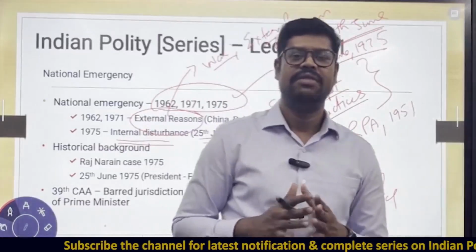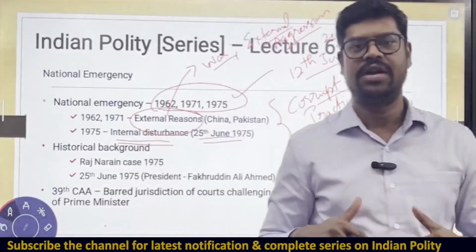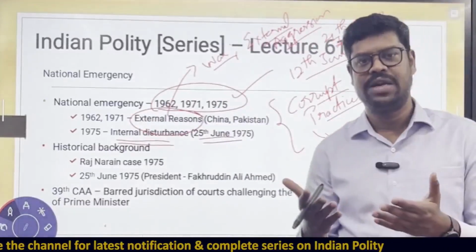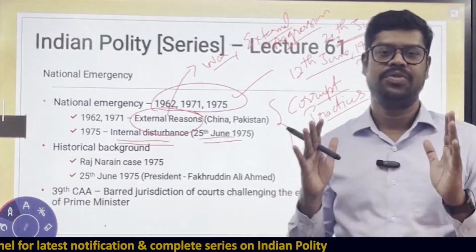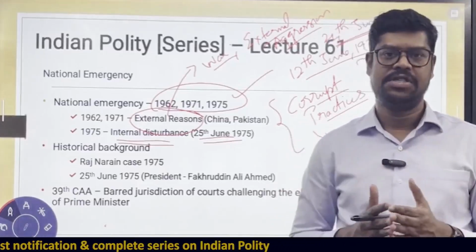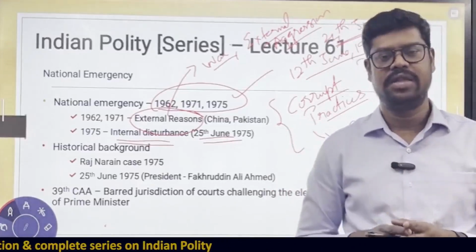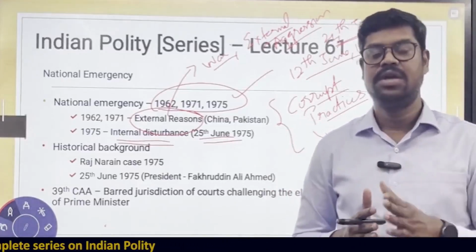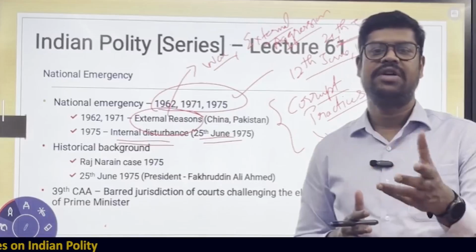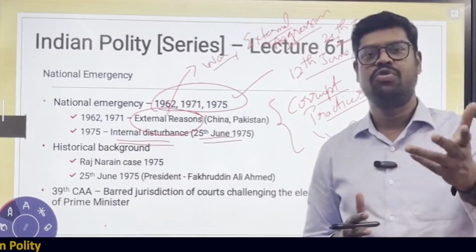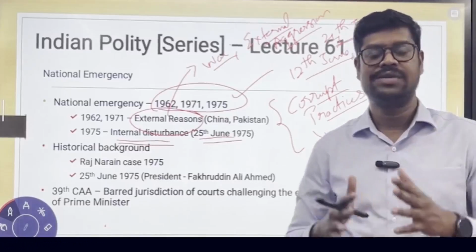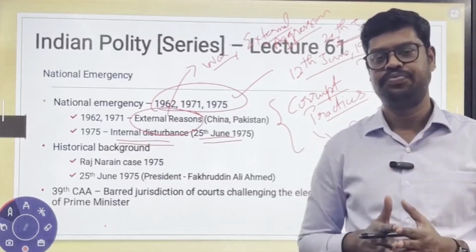That means, if the national emergency is declared in our country, then the enforcement of the fundamental rights can be suspended. And under which article can it be suspended? It can be suspended under Article 359 of the Constitution. That means, if any individual's fundamental rights are violated, they cannot approach the court to enforce their fundamental rights when the national emergency is proclaimed.